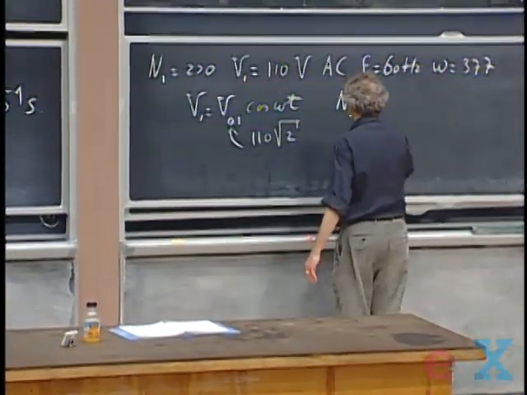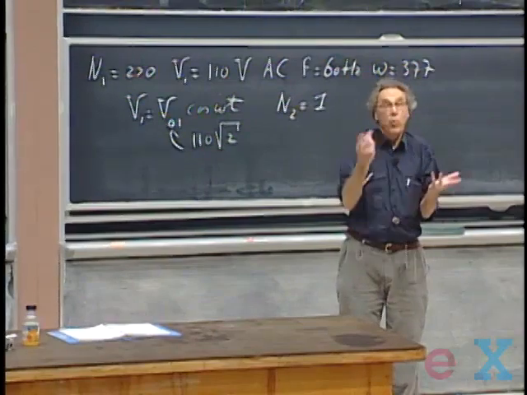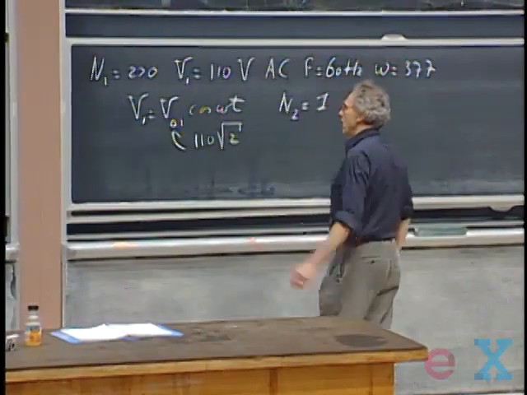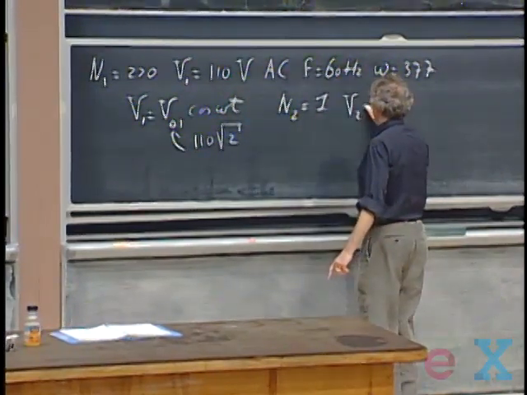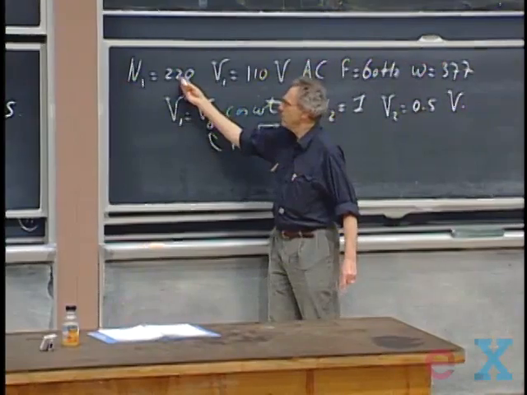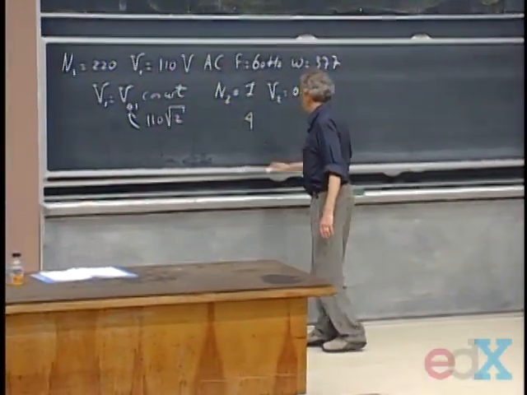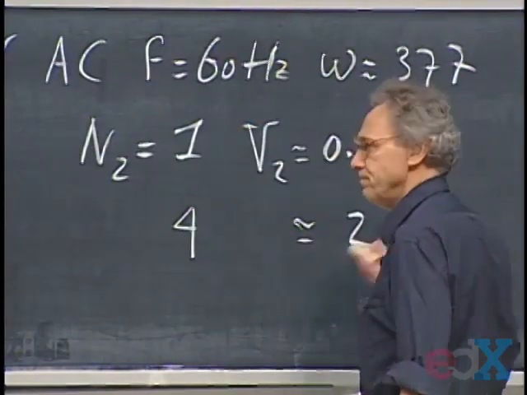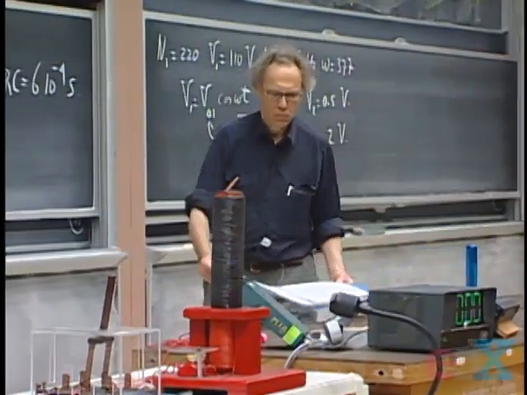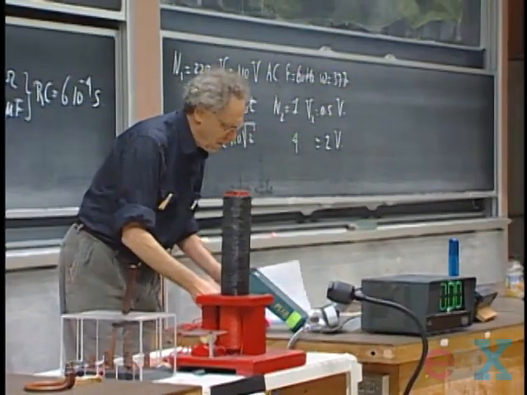I can now make the secondary just one winding. I have a wire that I wrap around once. And if indeed that equation holds, which it will, I expect now that V2 will be about 0.5 volts, namely the 110 volts divided by 220, which is the ratio primary over secondary. And then I will put 4 windings around, and then you expect about 2 volts. And you will see it there right in front of you. This is where you're supposed to see the reading. I can't see it, but I have to trust you when you give me those values.